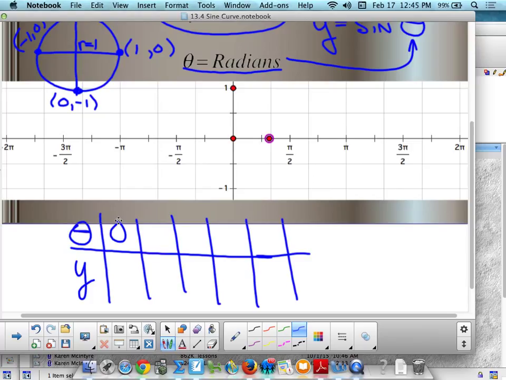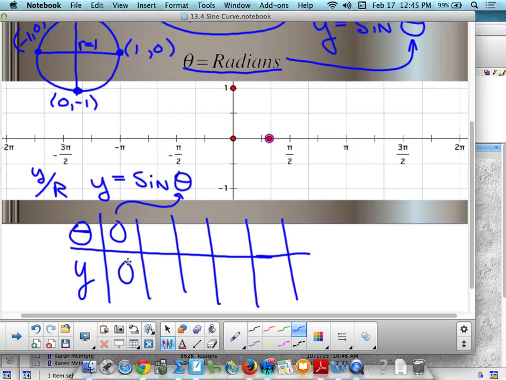Do you guys remember that? My function is y equals sine of theta. So you're going to put what in for theta? 0 radians. That's right here, by the way. And sine is just y over r. If you put a 0 in, you're here. Where's the y value? 0 over 1, which is 0. Sine of 0 radians is 0.